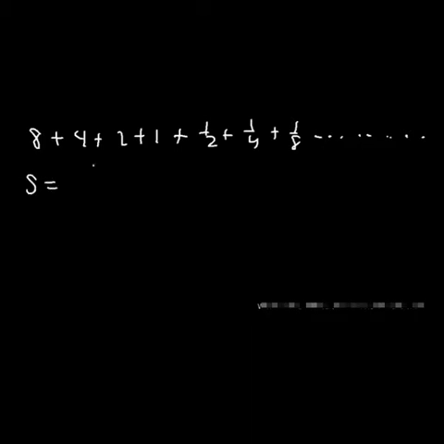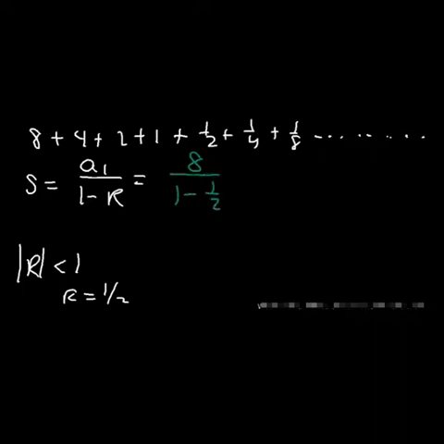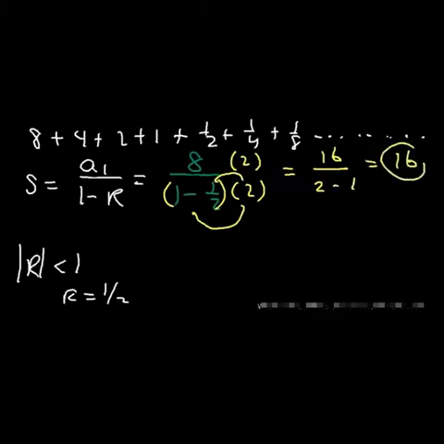But the equation that you want to use in this case is a1 divided by 1 minus r. This only works if the absolute value of r is less than 1, which it is because r is a half. That's 0.5. So the first term is 8, and r is 1/2. So if we multiply top and bottom by 2, on top we have 16, on the bottom 2 times 1 is 2, and 2 times a half is 1. So 16 over 1, which is 16.